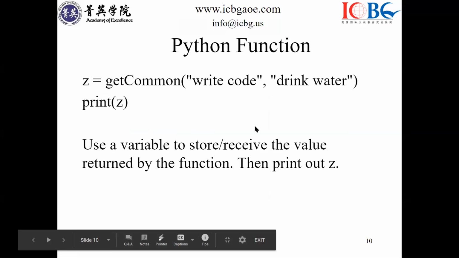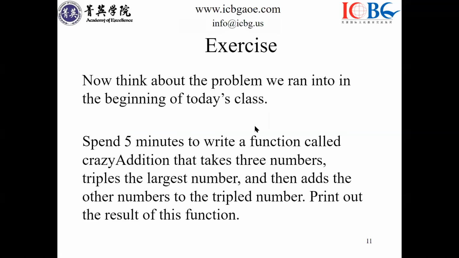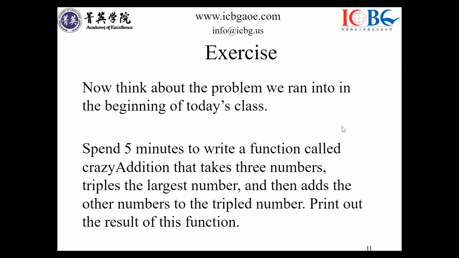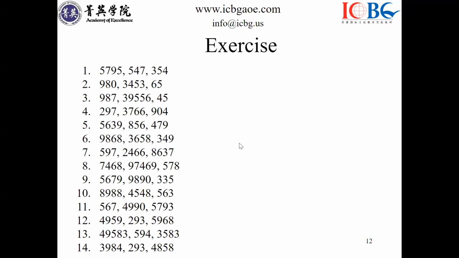We went over that. Okay, so now think about the problem we ran into at the beginning of today's class. Spend 5 minutes to write a function called crazy addition that takes 3 numbers, triples the largest number, and then adds the other numbers to the tripled number, and then print out the results of this function. I want you guys to write this function, and here I came up with, I wrote a bunch of numbers for you guys to put into this function.